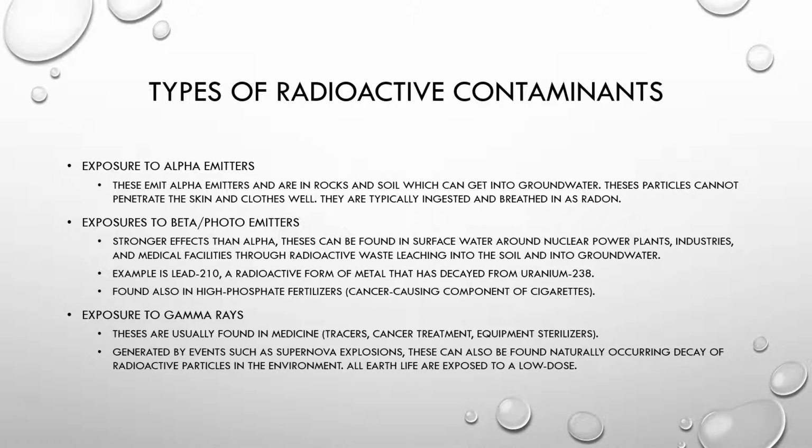The next is exposure to gamma rays. Gamma rays are the same as the ones generated by an event such as a supernova, which is star death, a supernova explosion, and this can be found as naturally occurring particles in the environment because of this process. All Earth life is exposed to a low dose, but in heavy doses it is extremely dangerous. These are usually just found in medicine, used as tracers, for cancer treatment, or to sterilize equipment.